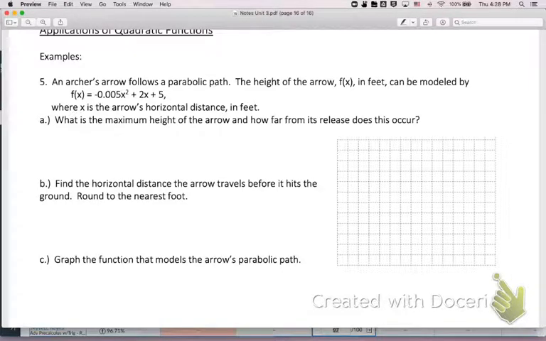Well, we know that the maximum is going to come from the vertex. So that's the first thing that we have to figure out, is what is the vertex of this parabola. So I'm going to put this on pause and see if you can determine both of those parts. What's the maximum height? That's the y value. And how far? That's the x value. Pause the video. I'll be back in 3 seconds.